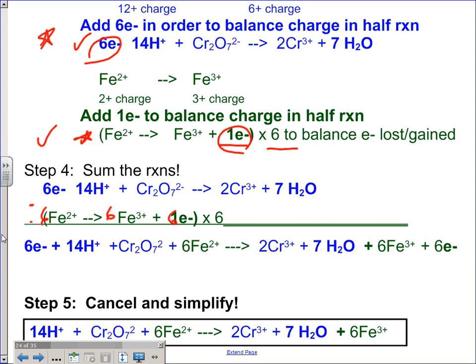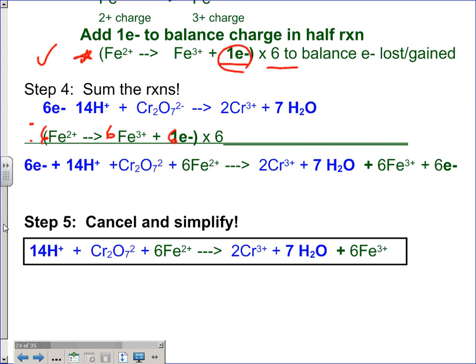So before I cancel anything or do anything, I'm going to pull all of this information down into one big humongous BCE. So I pulled down my 6 electrons, my 14 H pluses, my dichromate, my 6 irons, and then on the right side of the arrow, I have 2 chromiums, 7 waters, 6 iron 3s, and 6 electrons. Give me a thumbs up when you get your BCE down. It's long. I know. But it's nice that there's a step-by-step process for this. It's not like, let me guess and throw a number in there and see what works out. So that's why I like this better.